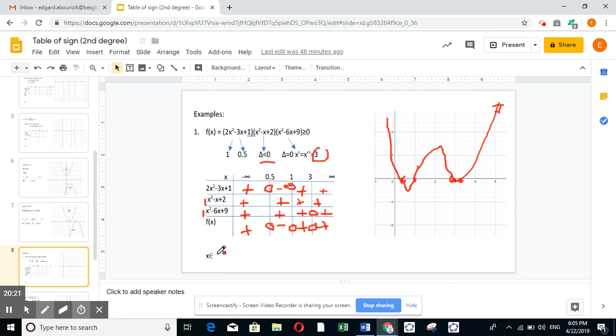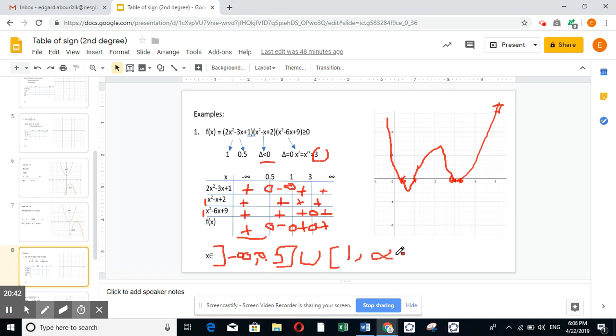Okay, if I want to write the interval, I say I want positive. Here it's positive from minus infinity till 0.5. I close it at 0.5. Why? Because I have 0. Union, I start from 1 till infinity.